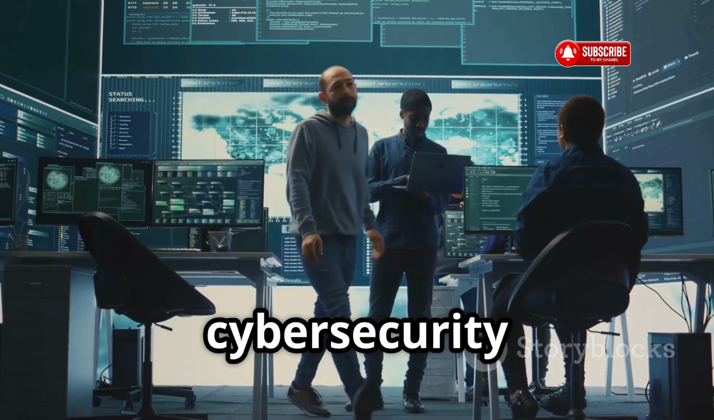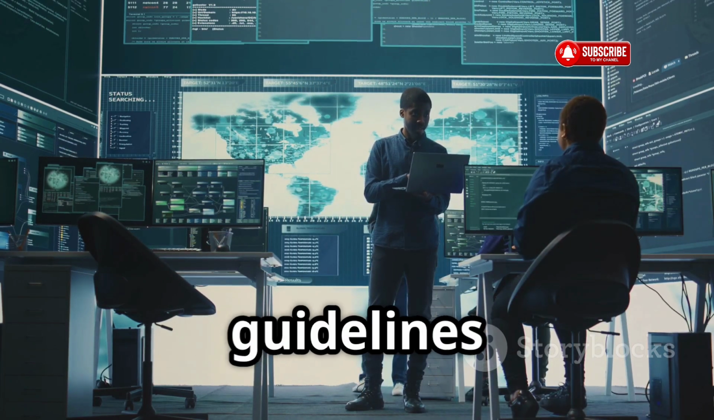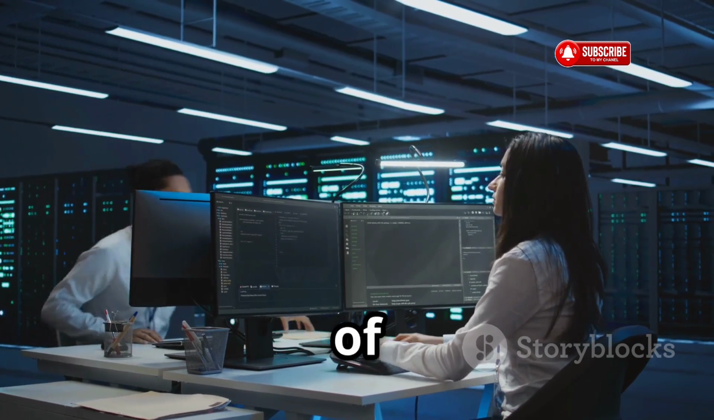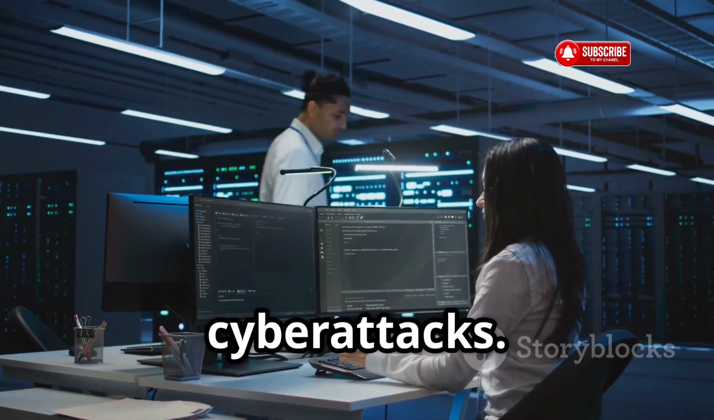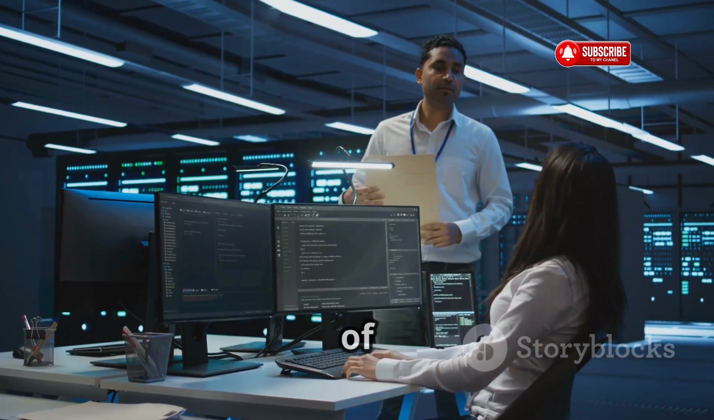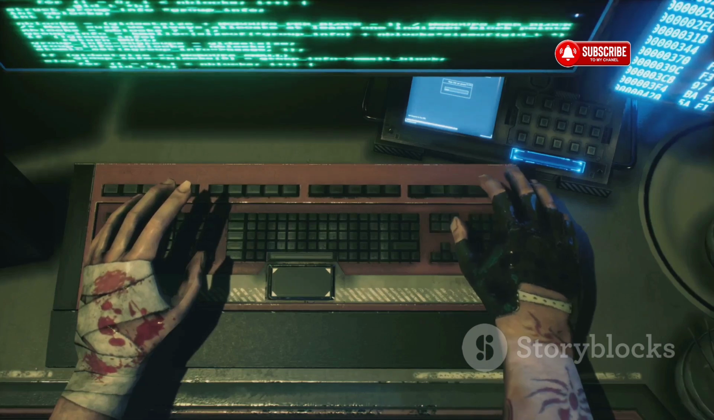Participating in cybersecurity training sessions, staying updated with cybersecurity news, and following guidelines from trusted sources can significantly reduce our risk of falling victim to cyber attacks. Remember, cybersecurity is a shared responsibility, and each one of us plays a crucial role in creating a safer digital environment.